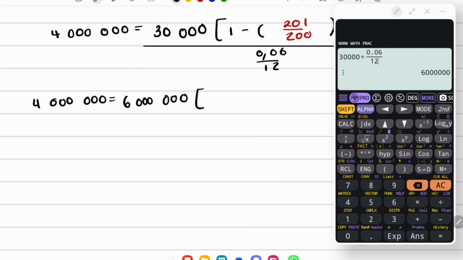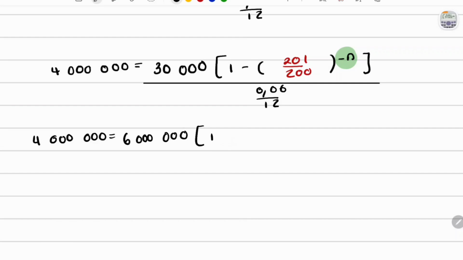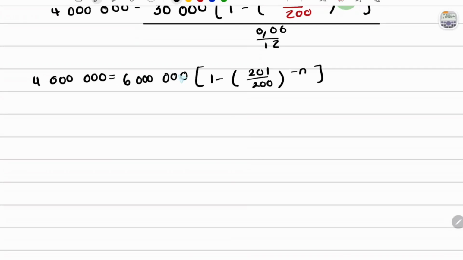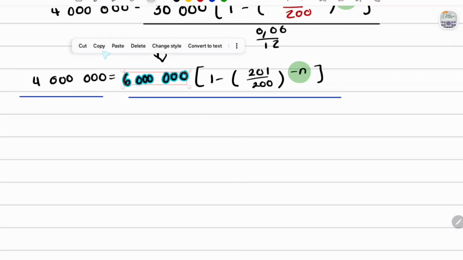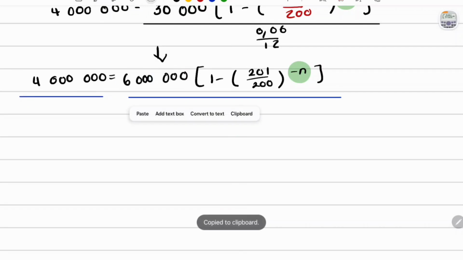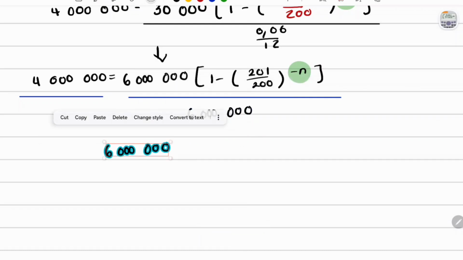And then we open our bracket and we have 1 minus and then 201 over 200 to the power of negative n, close bracket. Now we can get rid of this 6 million because it is what we need to get rid of to get closer to the negative n. So we can divide both sides by that 6 million. I'm just going to copy and paste, it's just easier to write like that. So divide and divide. And then let's see what we get.